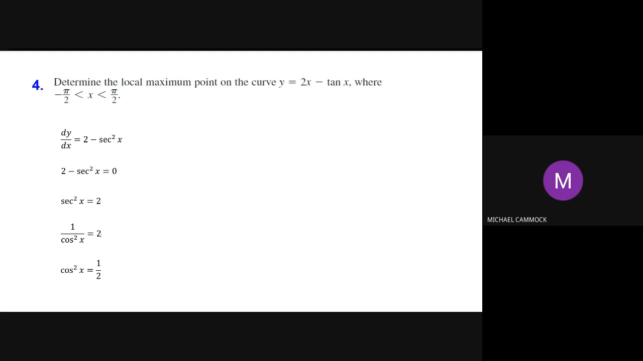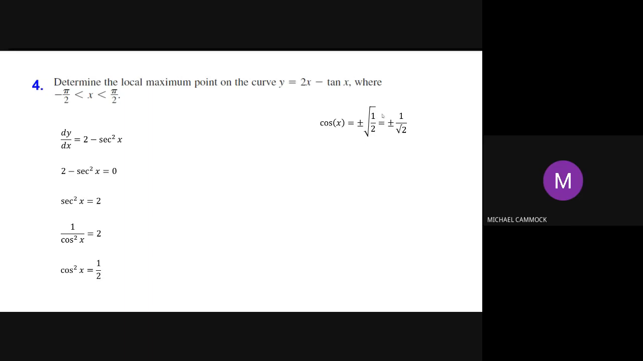I'm going to flip the 2 over, and I'm going to get 1 over 2. So that represents the equation that I'm effectively trying to solve. Now, because it's a cos squared of x, I'm going to have to find the square root of the half. The cosine of x is equal to plus and minus, that's important to remember, plus and minus the square root of 1 over 2.